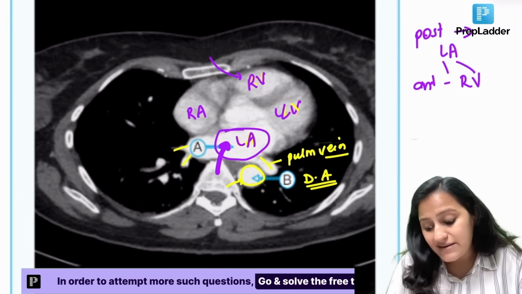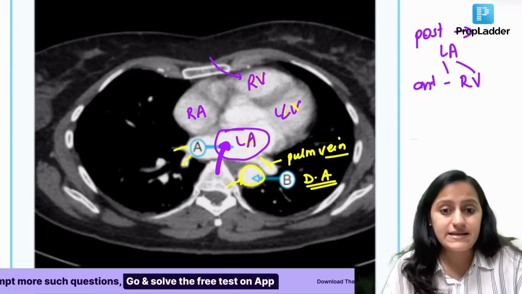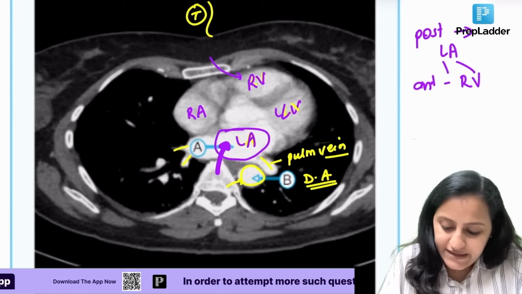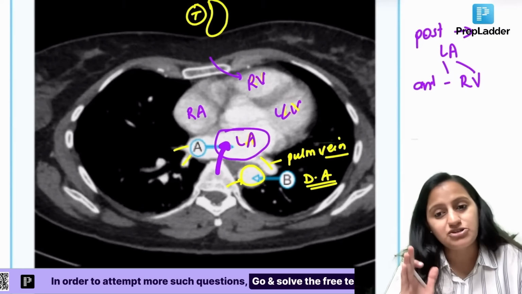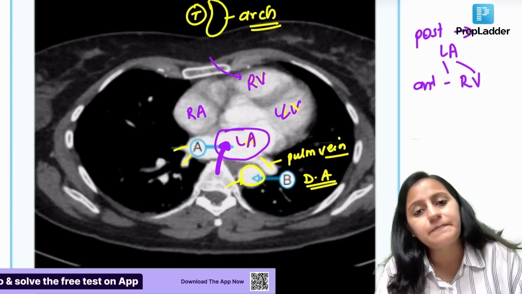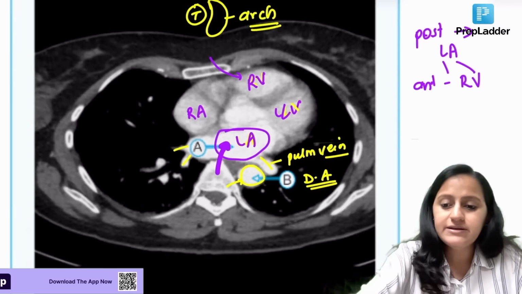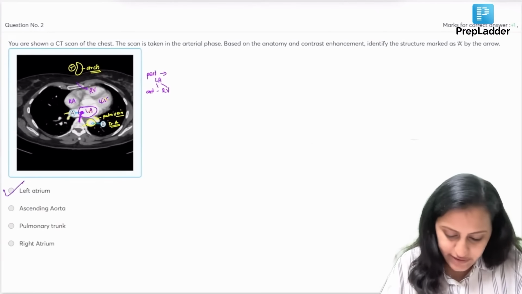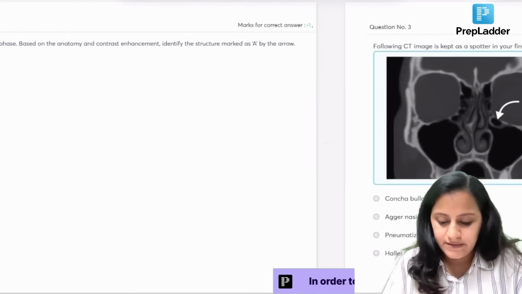That's not the arch of aorta. Please remember, this is descending aorta. Arch of aorta, you see as if this is the trachea, adjacent to that, like an arch, like an inverted C shape, that is going to be arch of aorta. Okay, clear with everyone? Right, so the correct answer here, this is going to be left atrium.